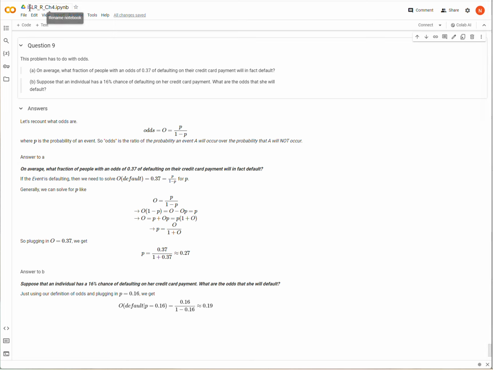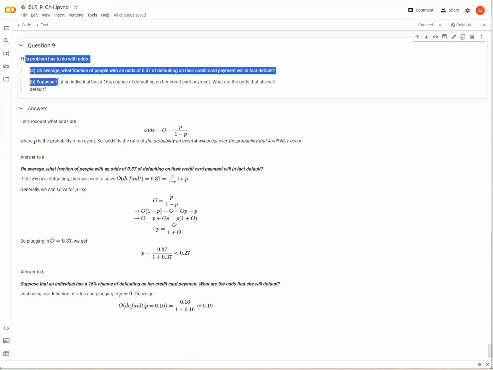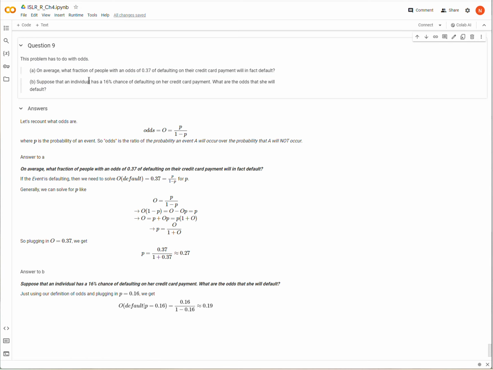Okay, so we are in An Introduction to Statistical Learning. We're in the conceptual questions of chapter 4, and we're on question 9. So here's the question. This problem has to do with odds, as it says right here. And so we'll look at what odds are and then look at questions part A and B.